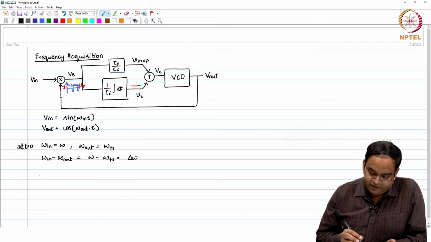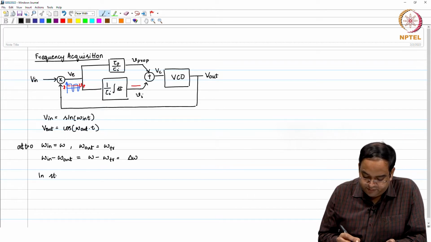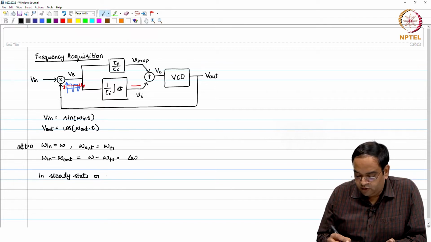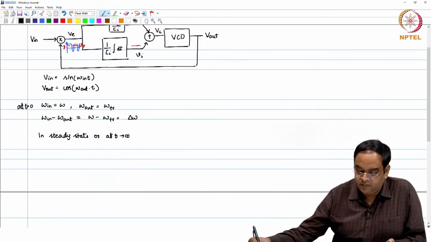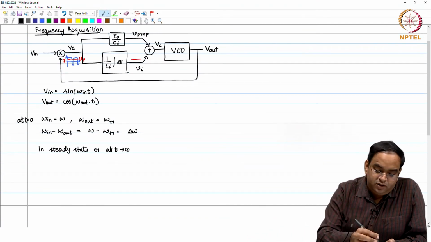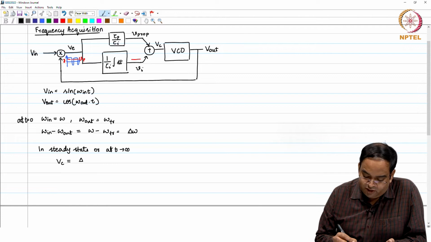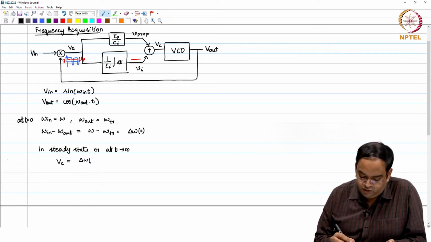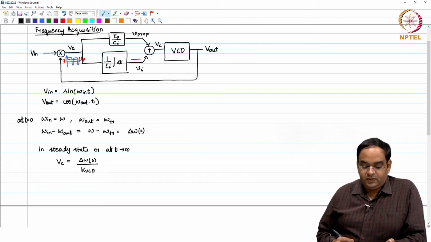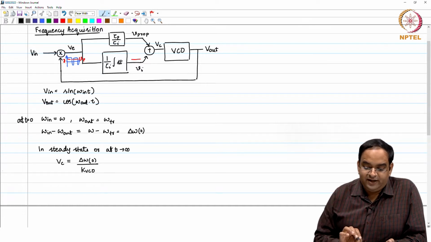In steady state, or if you want to call it at time t tends to infinity, what you are going to have is control voltage V c will be equal to your delta omega which you see at the beginning. So, I will make here delta omega 0 divided by k VCO, in the final state.